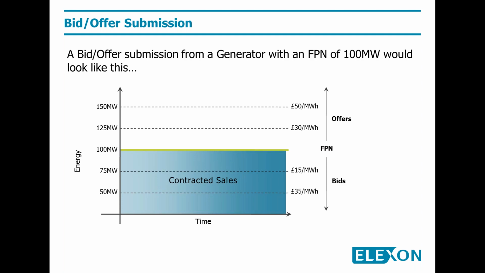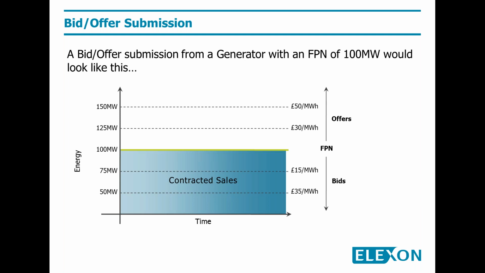They've also submitted some bids and offers saying that they'd be willing to increase or decrease their FPN based on certain prices. So in this example, they'd be happy to increase to 125 megawatts if they were paid £30 per megawatt hour for the additional volume, or up to 150 megawatts for an additional £50 for the megawatt hour. Note, they will only get paid £50 for the additional 25 megawatts between 125 and 150.